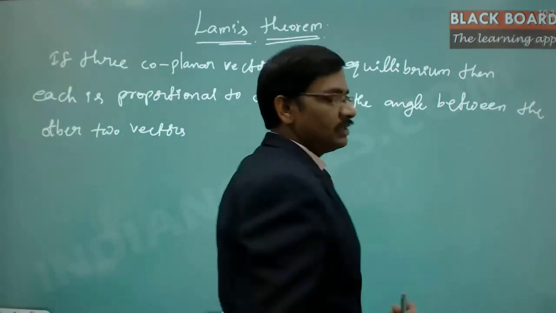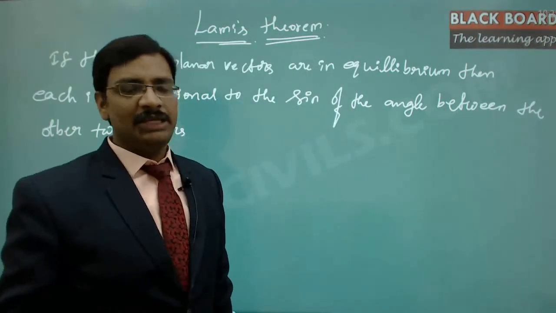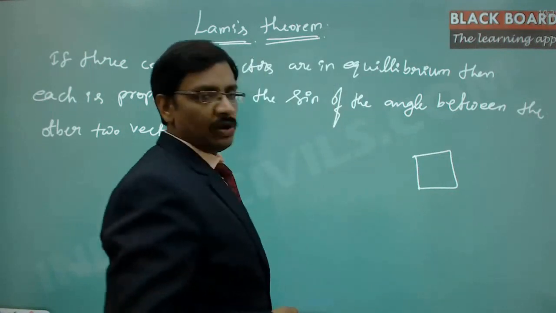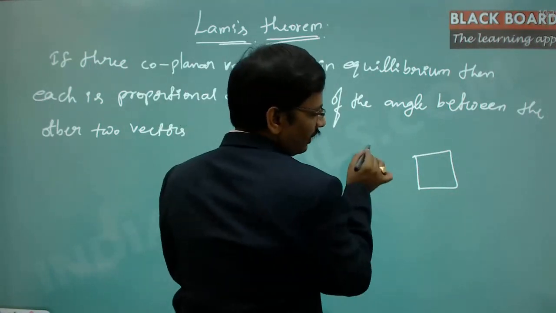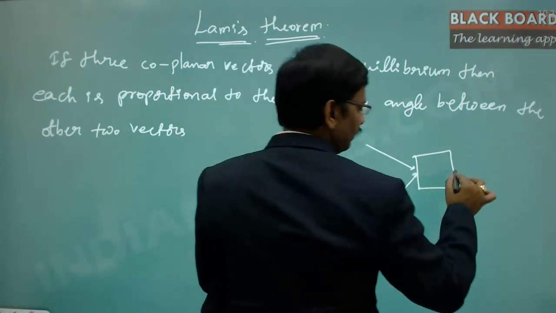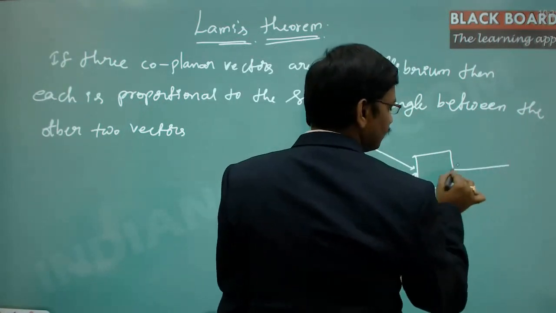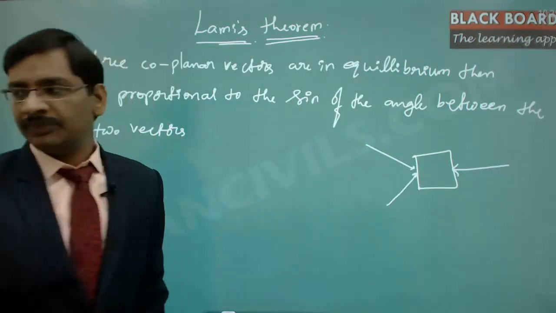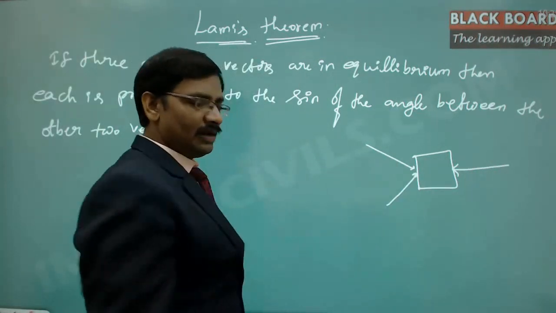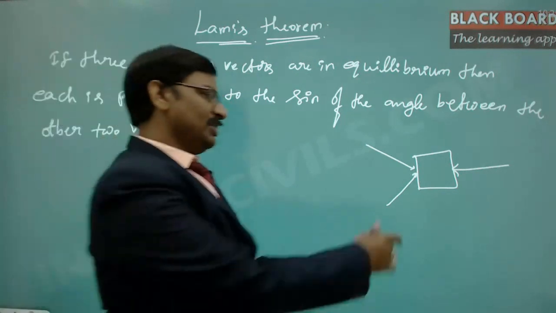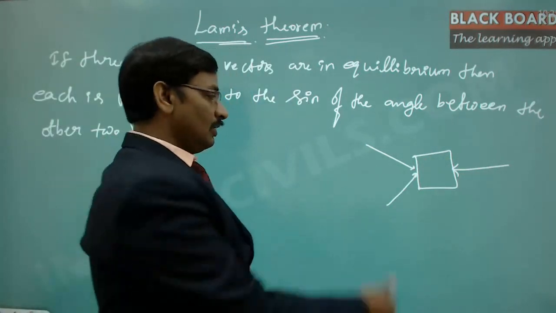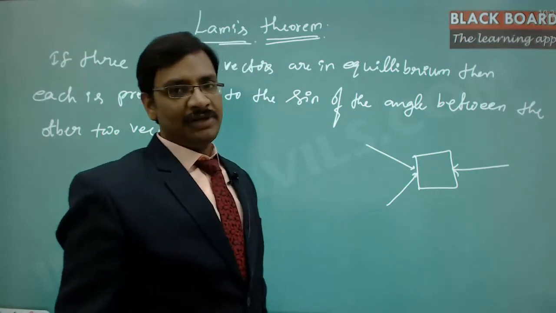Suppose three vectors form an equilibrium. Let us say this is a body, and there is one vector in this manner, one more vector in this manner, and then one more vector which is exactly opposite in this manner. If all three vectors together keep the body under equilibrium, it essentially means that the resultant of all three vectors is equal to 0. Now this can even be represented with the help of a triangle.